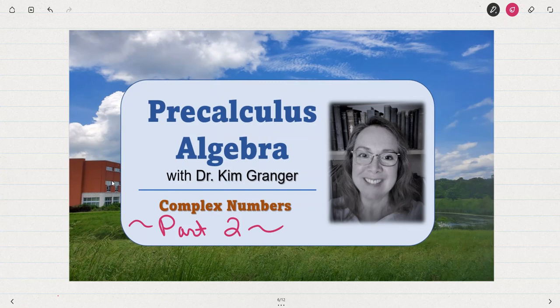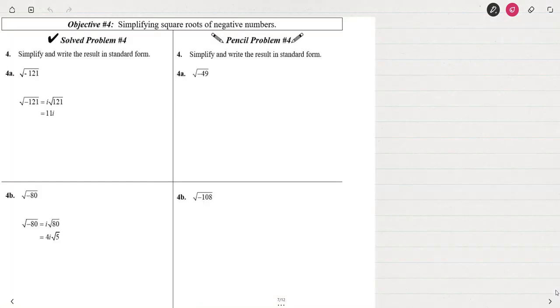In this video, we'll continue looking at complex numbers. We started with some basics of what complex numbers are, some adding, subtracting, multiplying, and even dividing. Let's move on to simplifying square roots of negative numbers so that we can rewrite those as imaginary numbers.